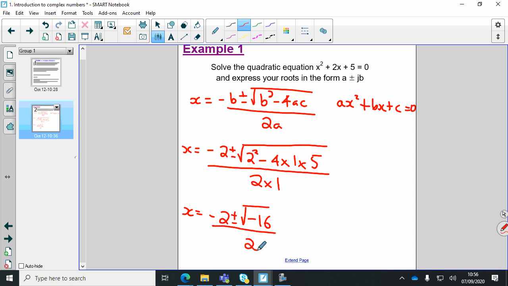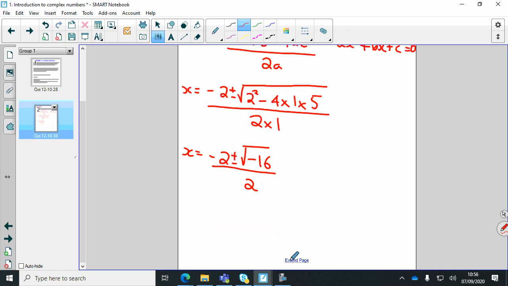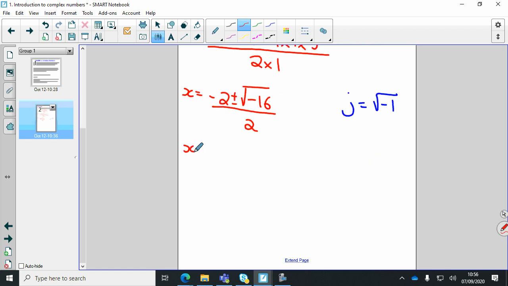Now, therein lies the problem, because we can't take the square root of a negative number, as I illustrated in the previous slide. What we can do, though, is use the idea that j is equal to the square root of minus 1. Instead of the square root of minus 16, we could call that the square root of 16 times the square root of minus 1. That is the same thing.